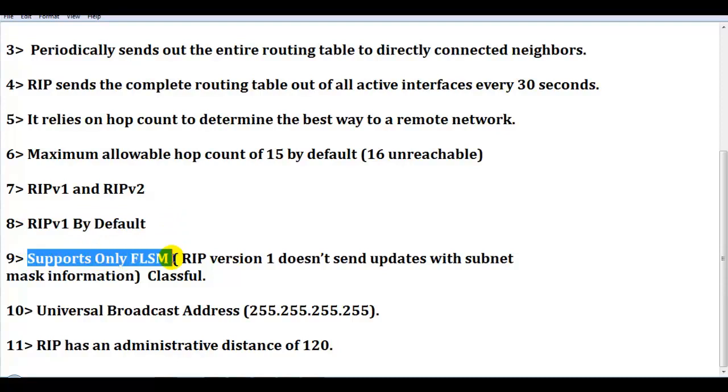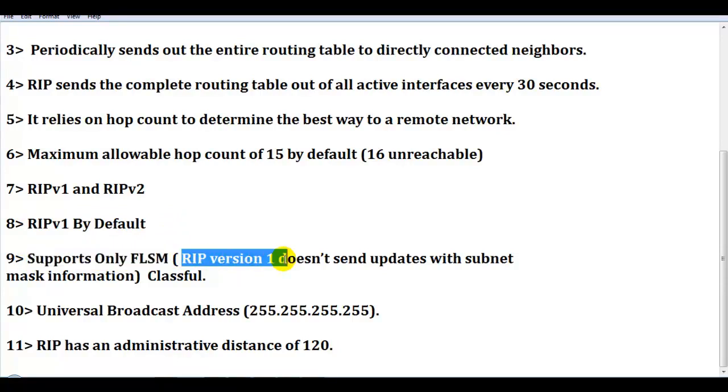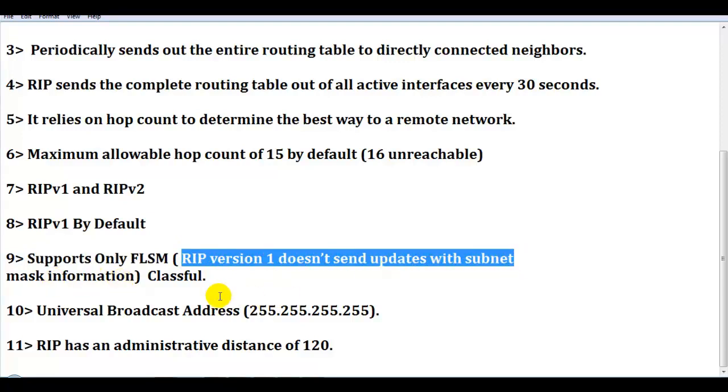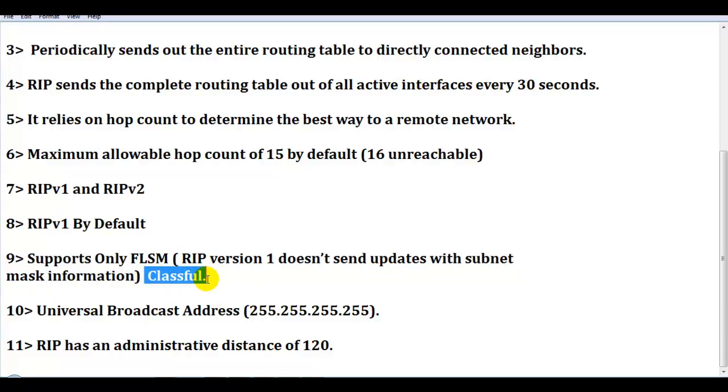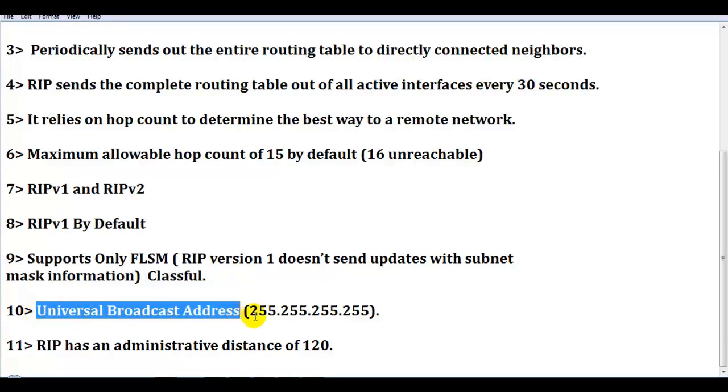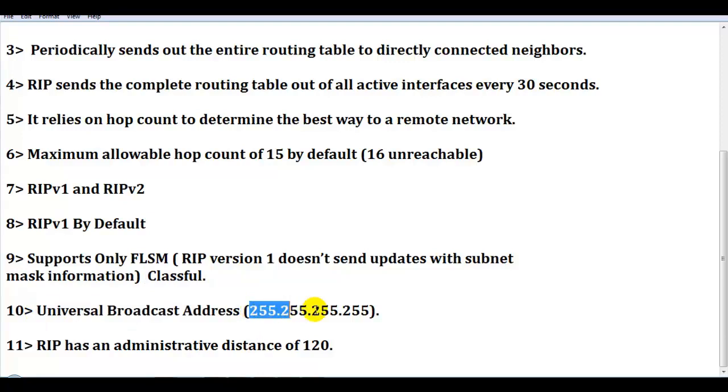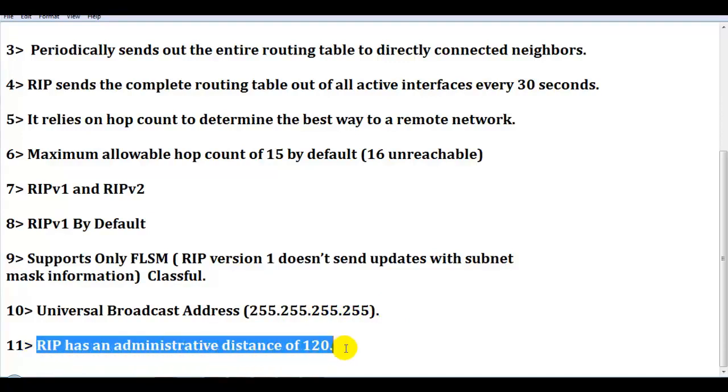RIP v1 supports only FLSM, fixed length subnet mask. RIP version 1 does not send updates with subnet mask information. RIP v1 is a classful routing protocol. To send the complete routing table out of all active interfaces, it uses the universal broadcast address 255.255.255.255. Just for your information, RIP has an administrative distance of 120.